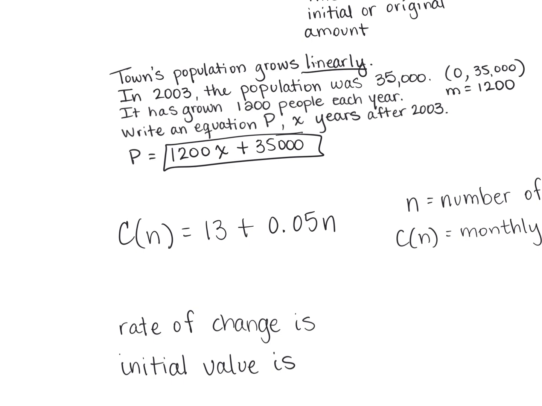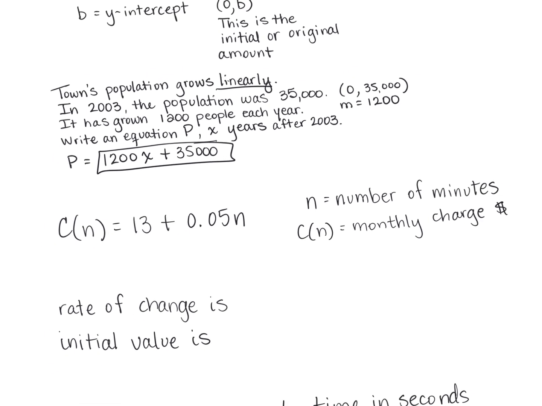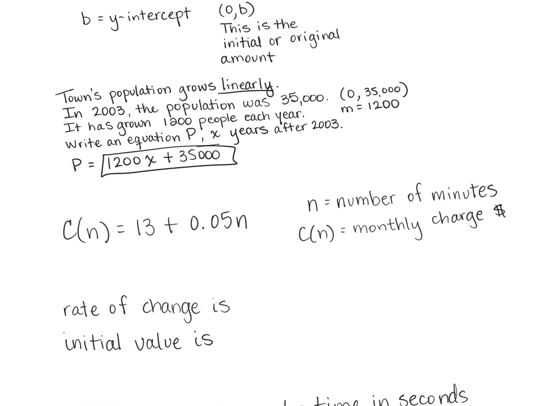Another kind of question that they're going to ask you is to give you a function that says C of n is equal to 13 plus 0.05n. So the first thing I'm going to do is rewrite it so that my slope comes first. So that's 0.05n plus 13. The second thing I'm going to do is write underneath this that this is y is equal to mx plus b.